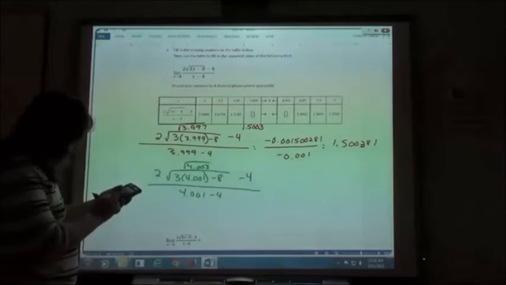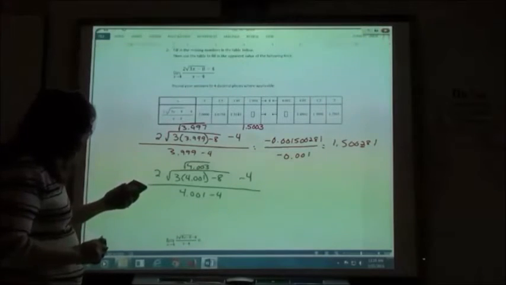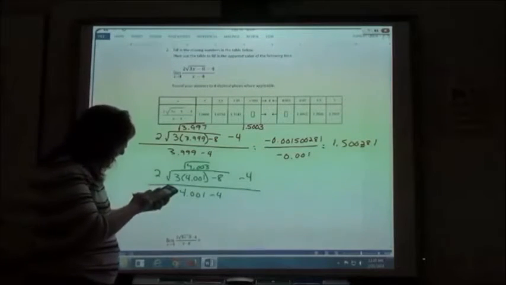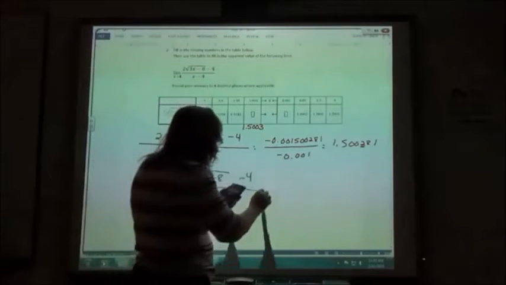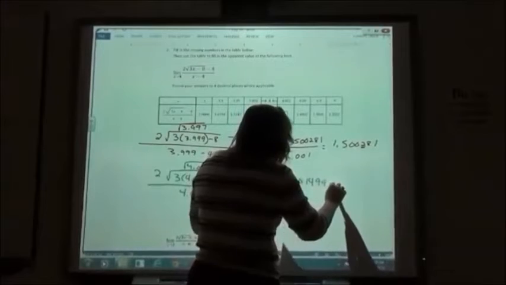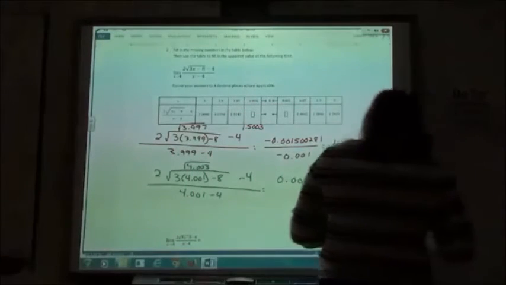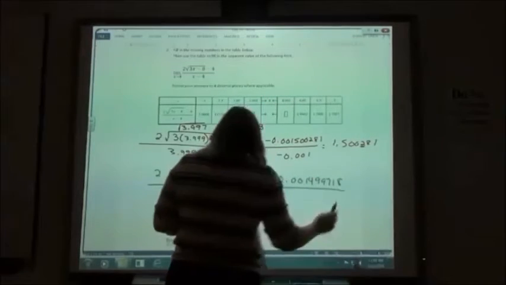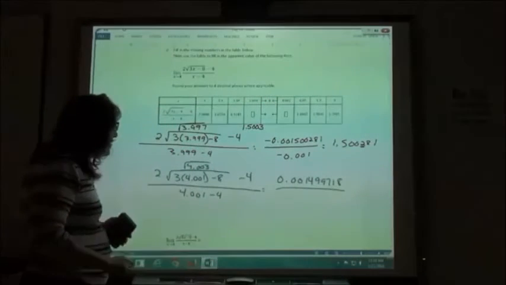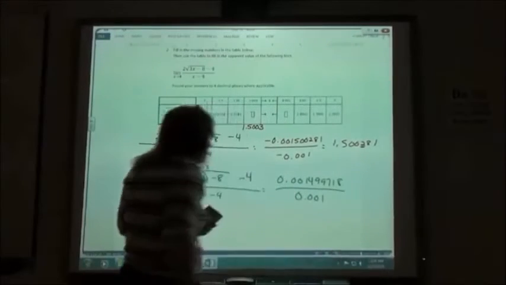2.0007. I'm going to times it by the 2 in front, which is 4.0014. I'm going to minus the 4 from that. Gives me 0.001499718 on my calculator. On the bottom, if I take 4.001 minus 4, I'm going to get 0.001.